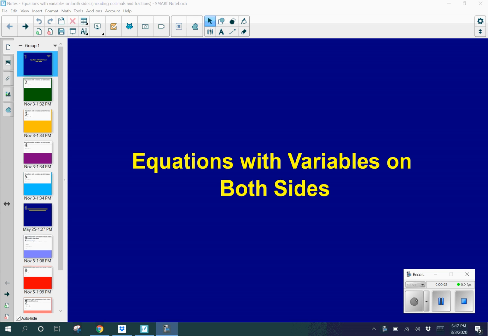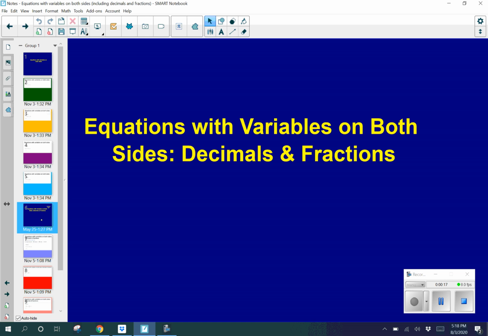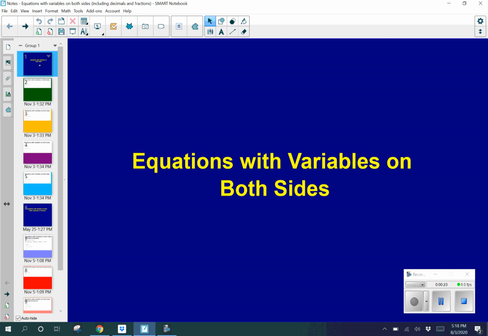Hello everybody. Today we are going to work on the first two skills of the unit. It's the 8th grade unit, solving equations with one unknown. So the first two skills that we're going to talk about are equations with variables on both sides, and then equations with variables on both sides with decimals and fractions. So let's start with equations with variables on both sides.